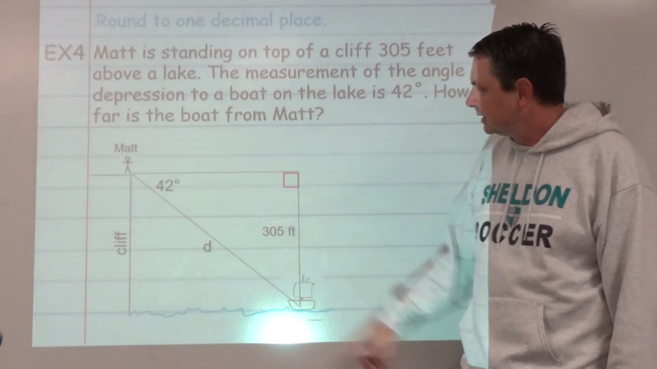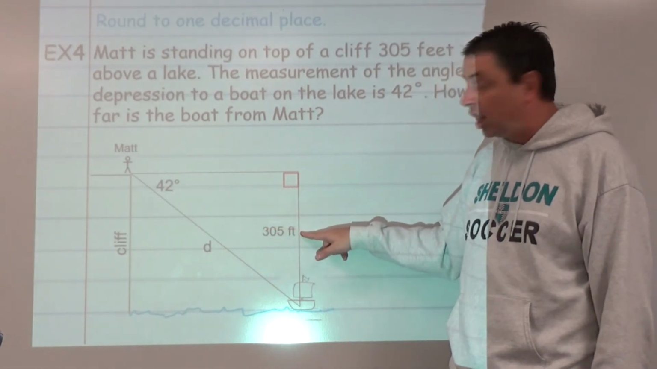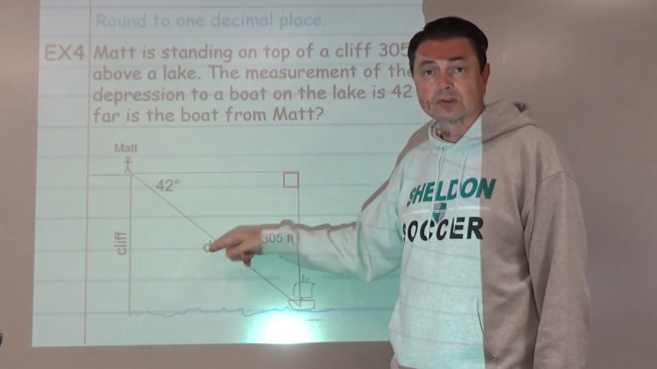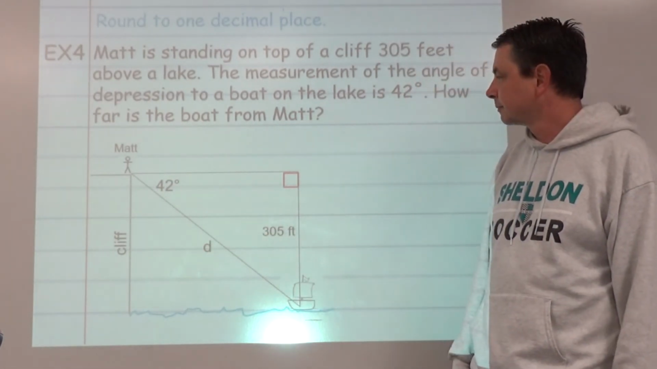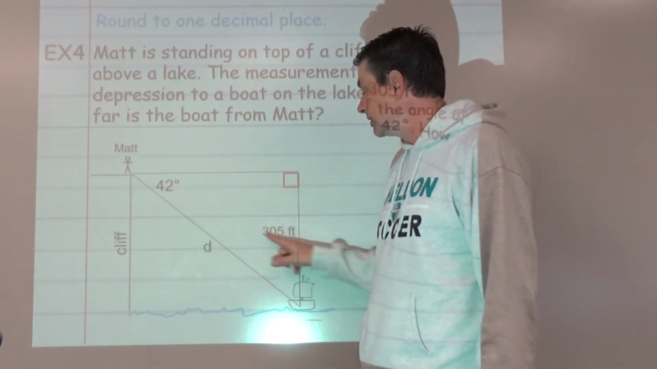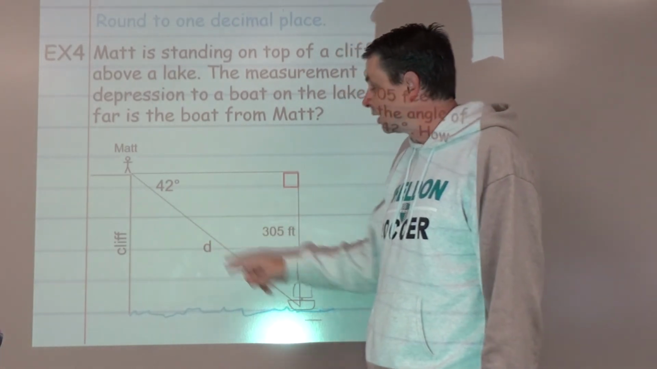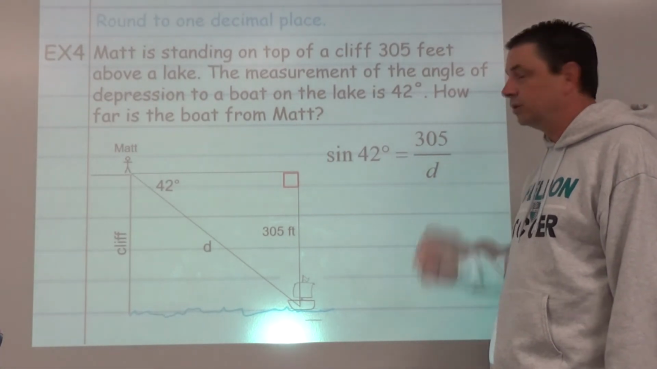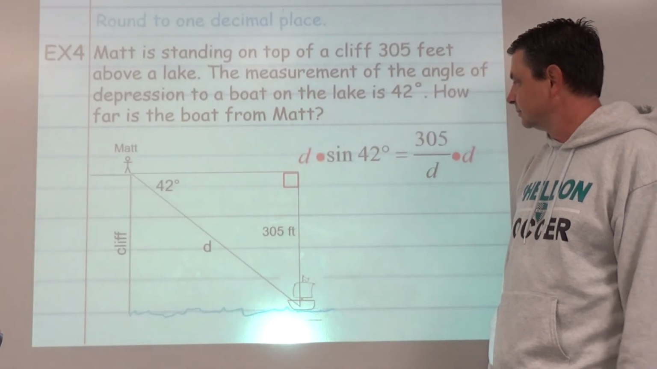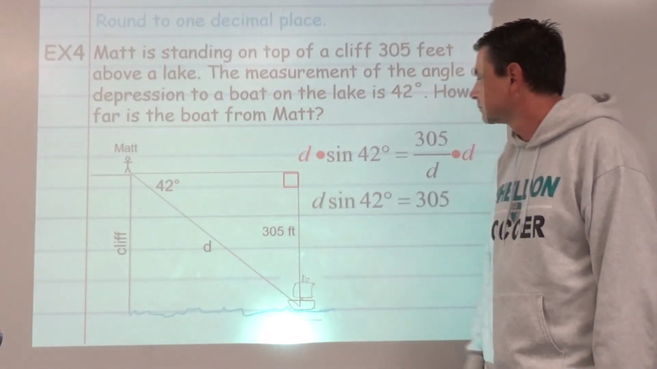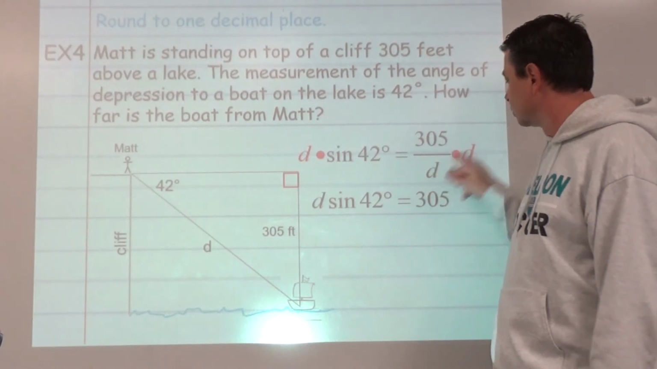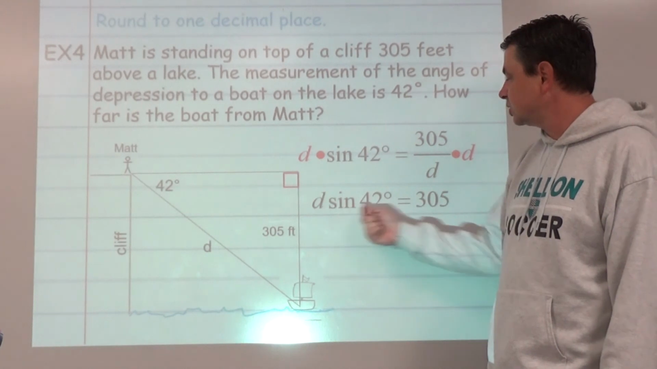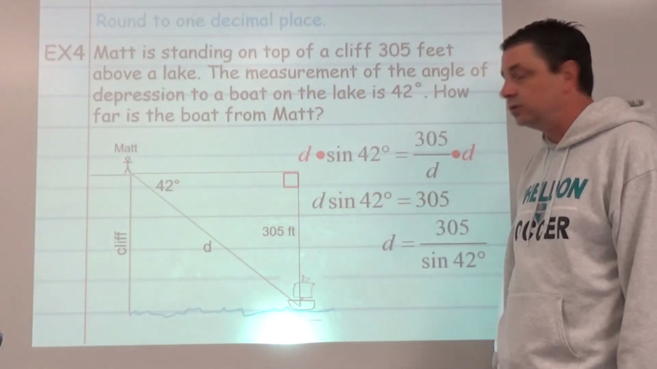We've got, let's see, 42, we've got opposite, and then we've also got hypotenuse. Again, it's a sine problem. So the sine of 42 degrees is 305, opposite, over hypotenuse D. Let's undo the division. Let's multiply both sides by D. D times the sine of 42 degrees equals, cancels out, 305. Now we want to get D by itself. Undo the multiplication. We'll divide both sides by the sine of 42 degrees.